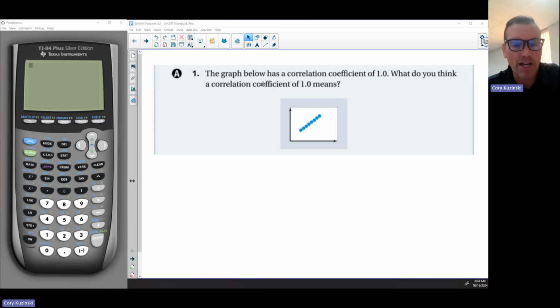So this graph below, you got your note sheets. You should be kind of writing down everything I write, maybe some of what I say too, so you can remember it and have it in your notebooks for future reference. All right, so here we go.